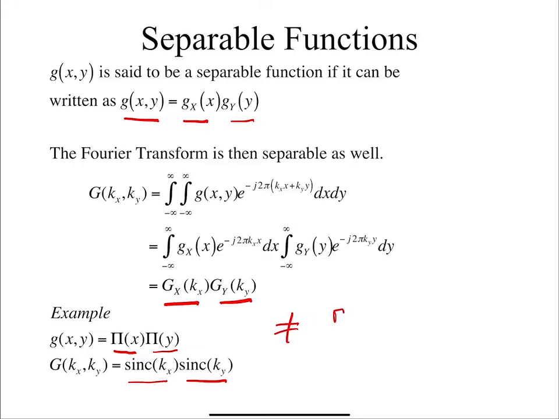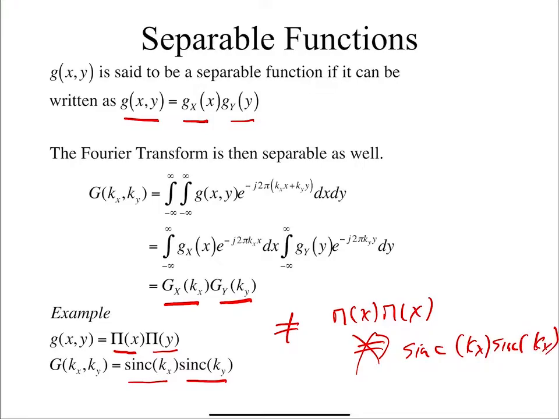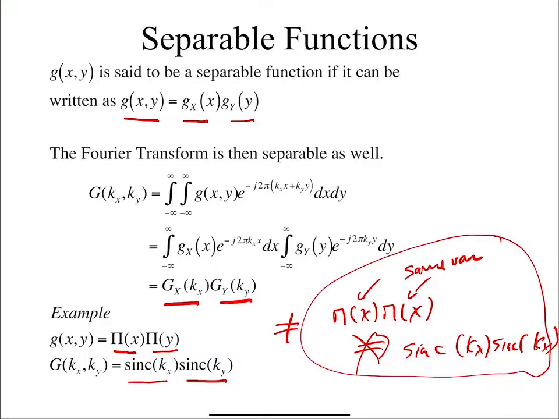This is not so: if I have rect of x times rect of x, that does not go to sinc kx, sinc kx. That's not true. Okay, because these are the same variable. All right. So for that, we need another theorem that we'll do later on. But this is a common mistake that people make, so I'm just telling you, don't make that mistake. Okay? If they're different variables, then you can apply this. If it's the same variable, then you can't apply this. Okay? Don't make this mistake. All right, that's your warning. Okay.